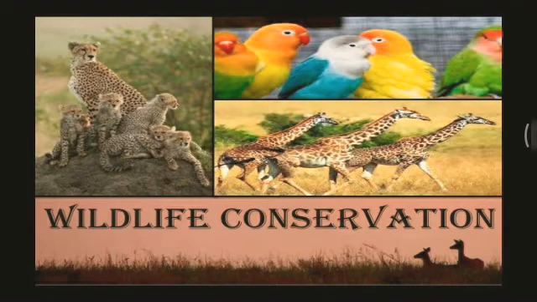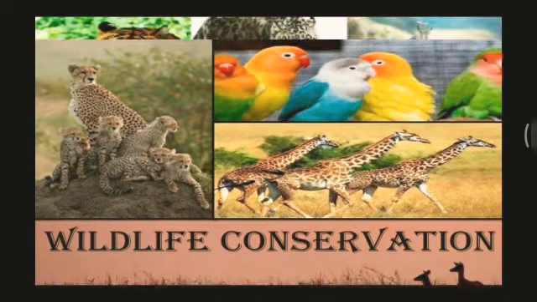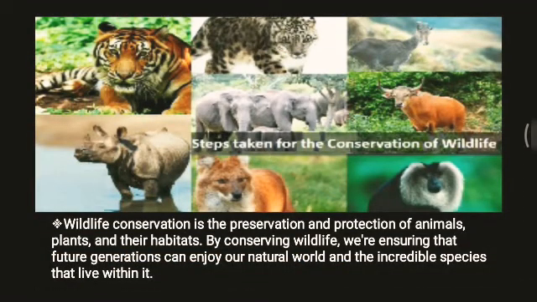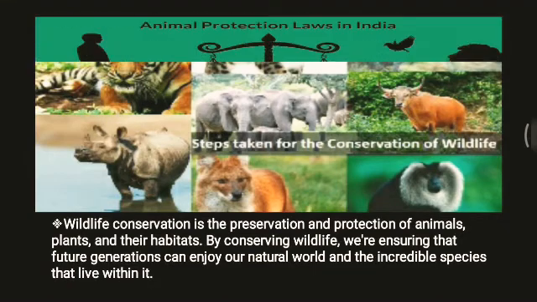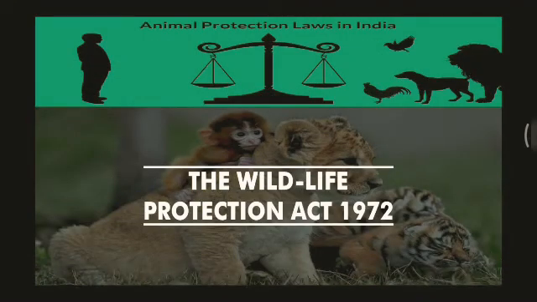So today, our topic of discussion is conservation of wildlife. Now, what is this conservation of wildlife? Wildlife conservation is the preservation and protection of animals, plants, and their habitats. By conserving wildlife, we are ensuring that future generations can enjoy our natural world and the incredible species that live within it. Now, in the year 1972, the Indian Wildlife Protection Act was implemented for the protection of animals, and it also made hunting a punishable offense.